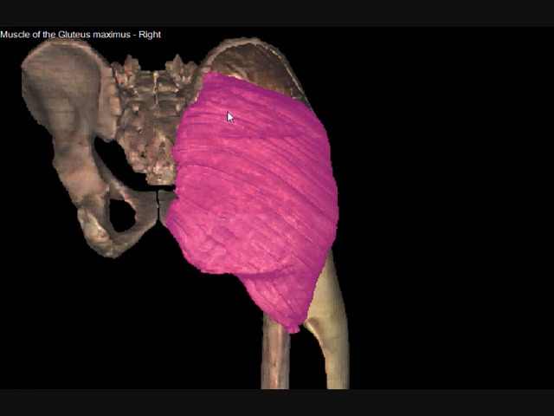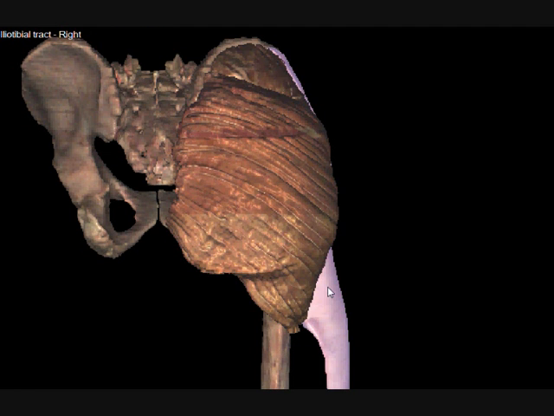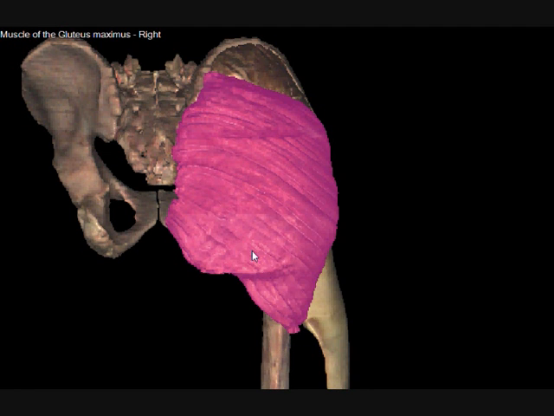The muscle fibers pass downwards and laterally, and the upper three-quarters of the fibers insert onto the iliotibial tract, which we've talked about before, and the lower fourth of the fibers insert onto the gluteal tuberosity on the posterior surface of the femur.